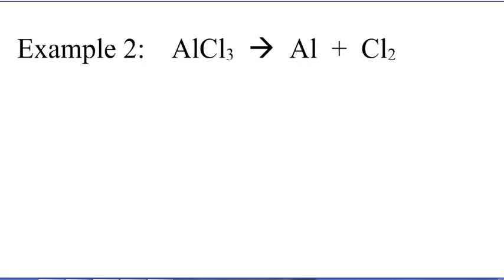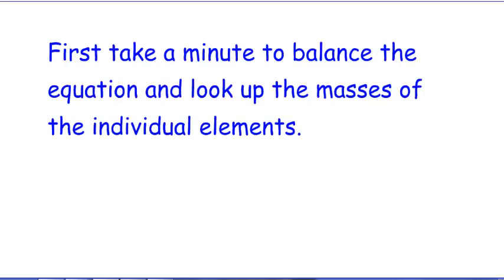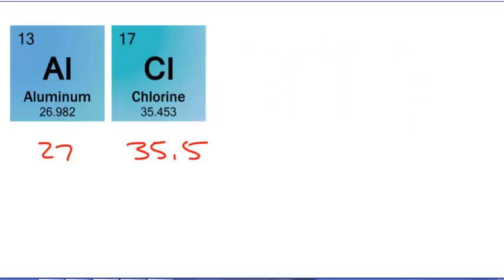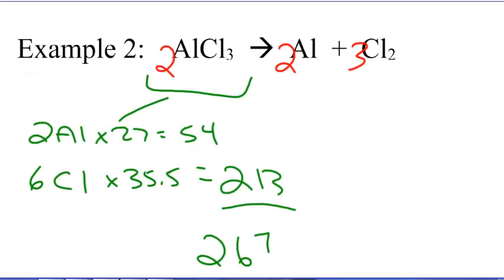Here's example 2. First, take a minute to balance the equation and look up the masses of the individual elements. Aluminum has a mass of 27. Chlorine has a mass of 35.5. To balance the equation, you're going to put a 2 in front of aluminum chloride, a 2 in front of aluminum, and a 3 in front of the chlorine.